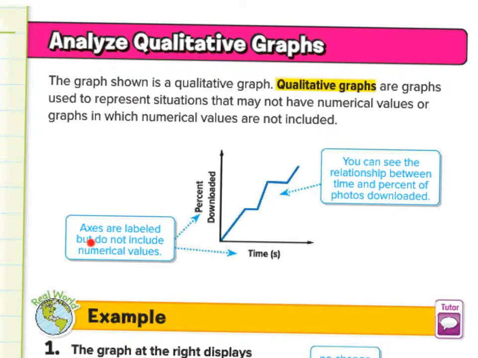So as you can see, axes are labeled but do not include numerical values, no increments. And you can see the relationship between time and percent of photos downloaded. This is the relationship. We can see that it's increasing over time, but that it's not a constant rate of change. You can see that it plateaus every once in a while, and other times it has drastic jumps.